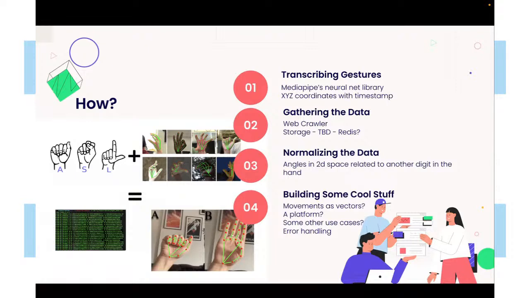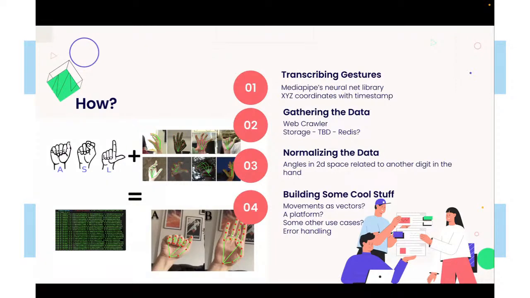So the transcription process uses MediaPipe's neural net library to figure out XYZ coordinates from a webcam. You can see that on the bottom left right there. That's coming straight from MediaPipe. We're going to go over a demo of it actually doing that. It gives you all those points. It's fairly reliable. There's a little bit of a shake, but that's the fun in developing stuff, just figuring it out.